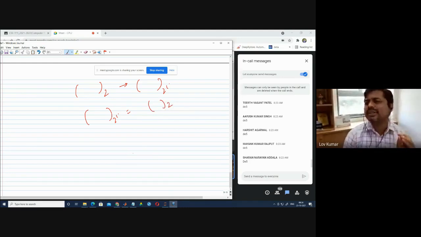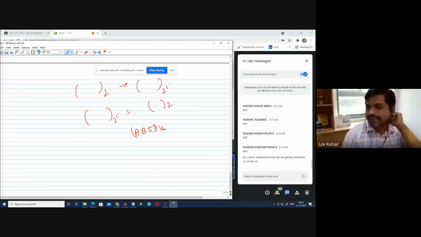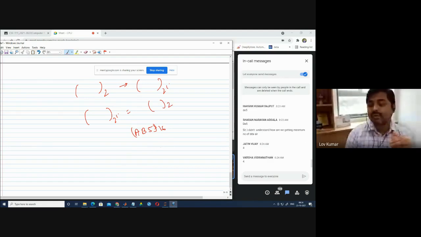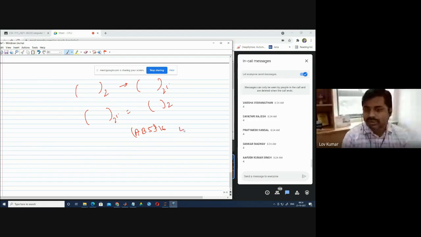Again, the procedure is the same. As an example, if we are writing A, B, 5, and this is your base number 16. In base number 16, how many bits are we using? We are using 4 bits. Now, whatever the number is there, you have to write that number using 4 bits.